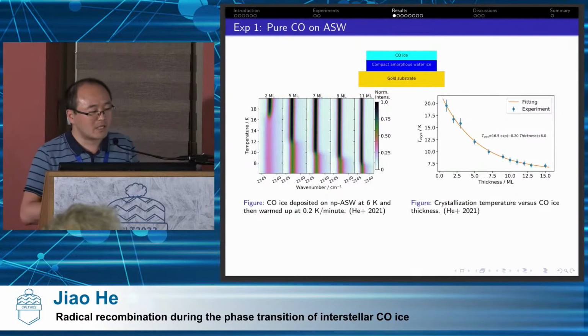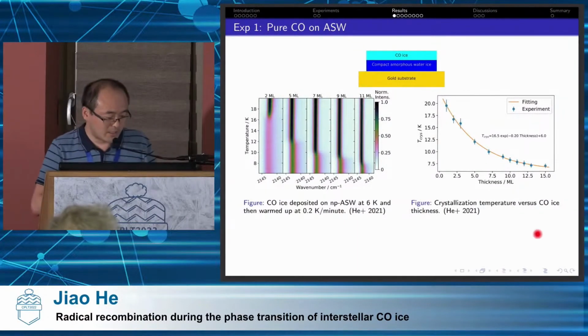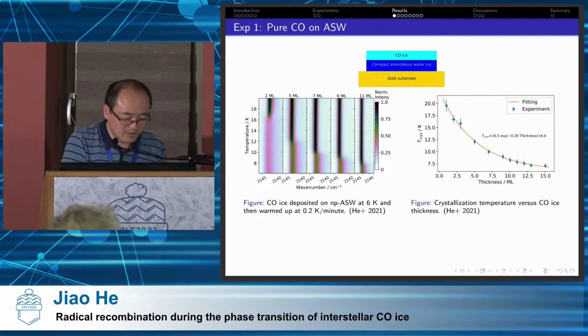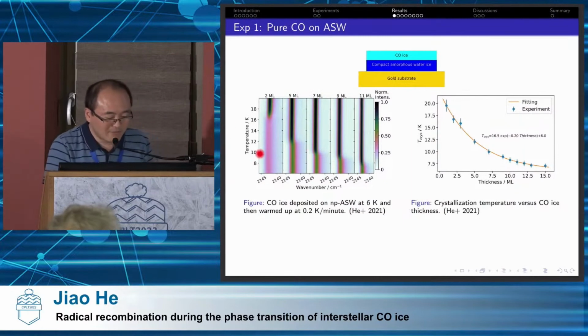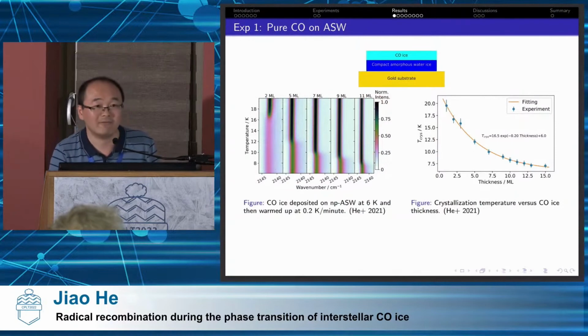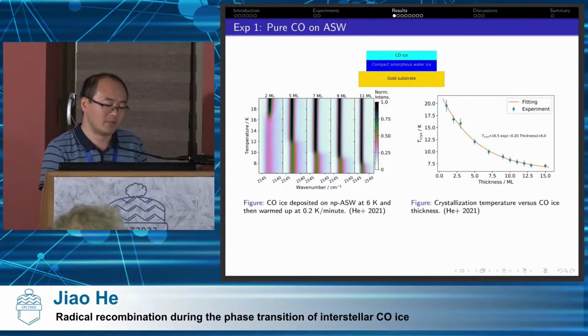Okay, so this is the result of the first experiment. After condensation, we warm up the ice. With 2 molar of CO on the amorphous solid water, we can see a phase transition clearly at 17 Kelvin. If the thickness goes to 11 molar, the phase transition temperature becomes 8 Kelvin. So clearly, there is a temperature dependence.